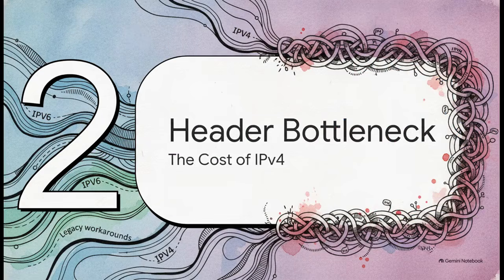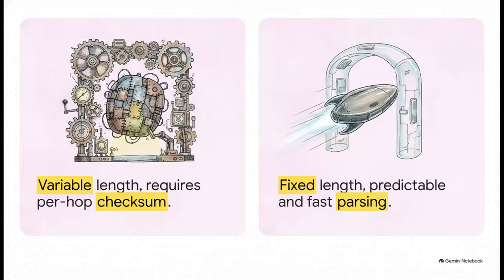Moving right into our second milestone, the IPv4 header bottleneck. Let's take a look at the technical debt and the actual performance toll all those legacy workarounds are costing us. This really builds the business case for migrating. See, the old IPv4 header is variable in length. It fluctuates anywhere from 20 to 60 bytes. And that variability means every single router along a packet's path literally has to pause, parse the header options, and recalculate the checksum. It's kind of like stopping to pay at every single toll booth on a highway.